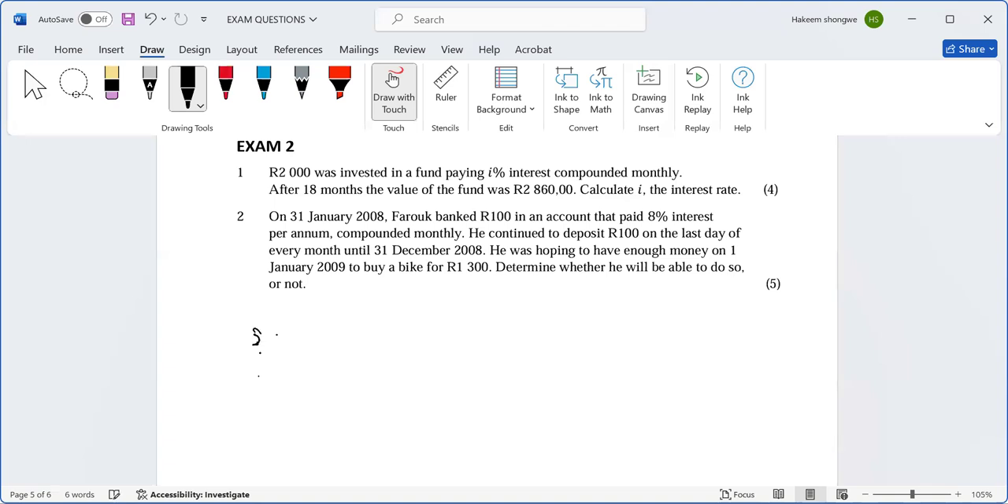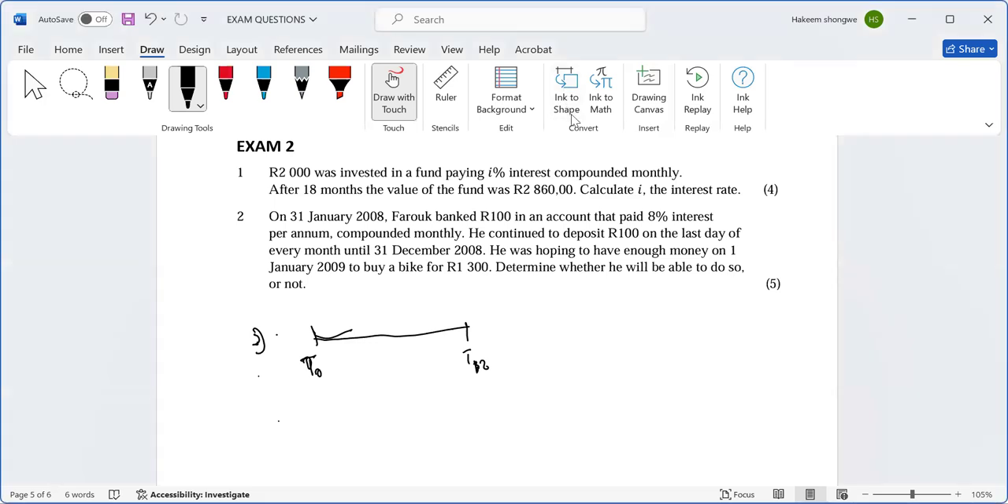Number two: on the 31st January 2008, Farouk banked 100 rand in an account that paid 8% interest per annum, compounded monthly. He continued to deposit 100 rand on the last day of every month until the 31st of December 2008. He was hoping to have enough money on the 1st of January 2009 to buy a bike for 1,300 rand. Determine whether he will be able to do so or not.